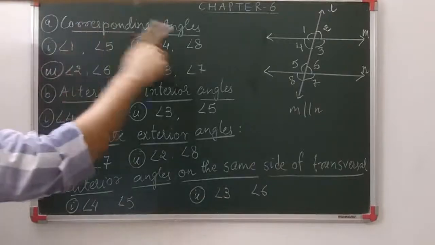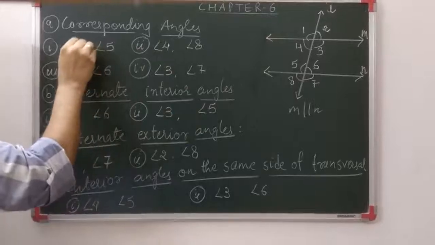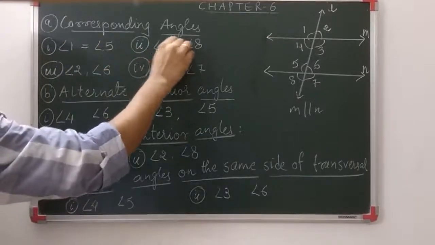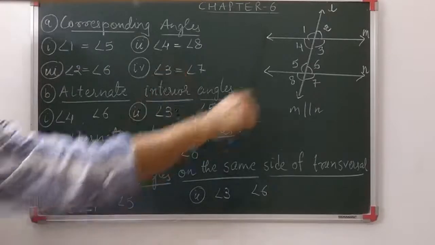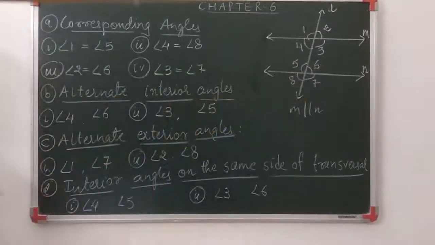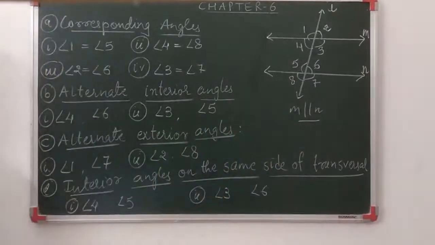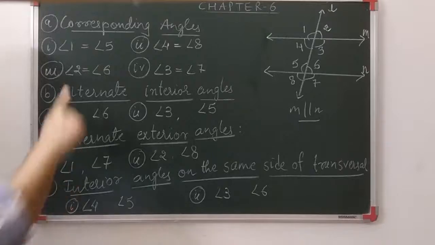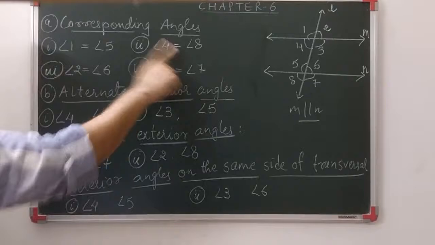So what about the corresponding angles? Angle 1 and angle 5, they are always equal. So a pair of corresponding angles are equal if the two lines are parallel and the transversal is there. See the condition, they must be parallel to each other. If these lines are parallel and the transversal is forming the pair of angles, we can say that the pair of corresponding angles are always equal.